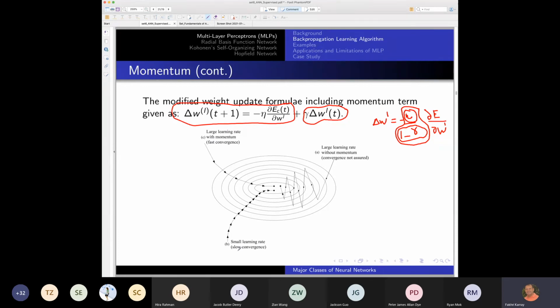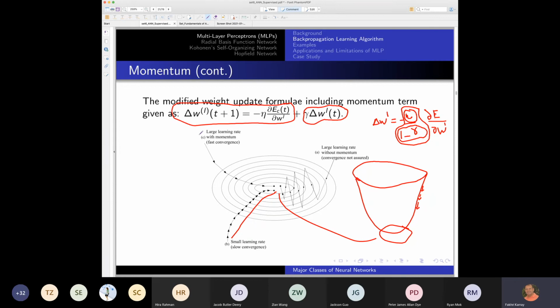For a small learning rate with slow convergence, remember again, we are presuming that we have the paraboloid here. If we go with the smaller value of eta, this is going to take a lot of time to reach this minimum. So this is the minimum here, which corresponds to this area. With a small value of eta, we would like to have it, but it is going to be very, very slow converging.